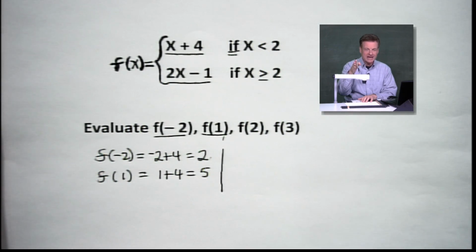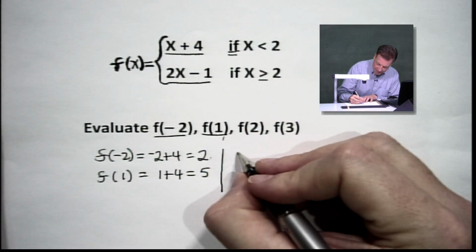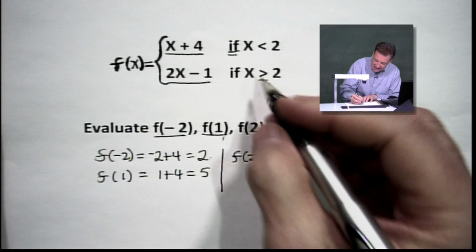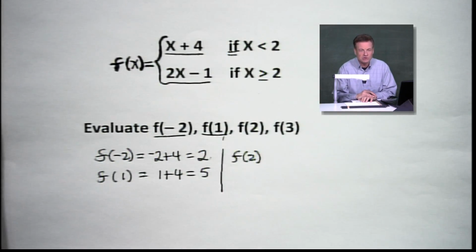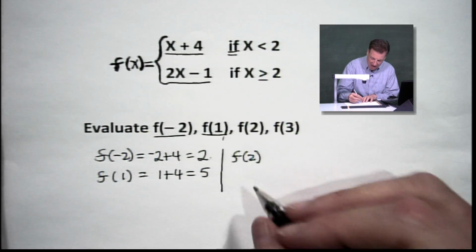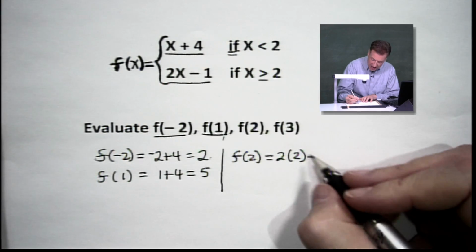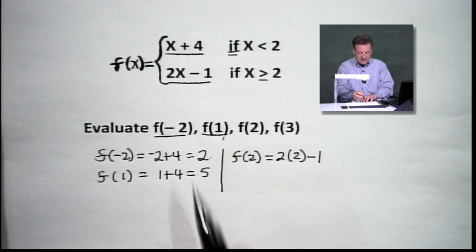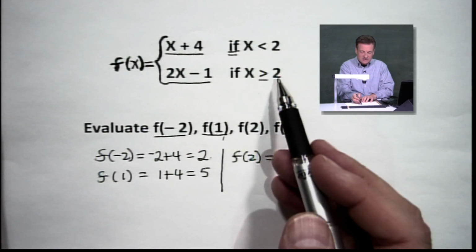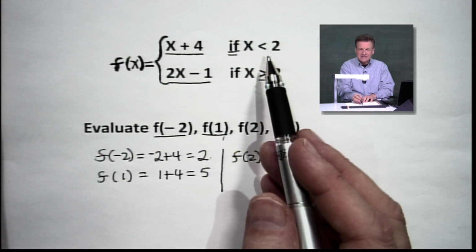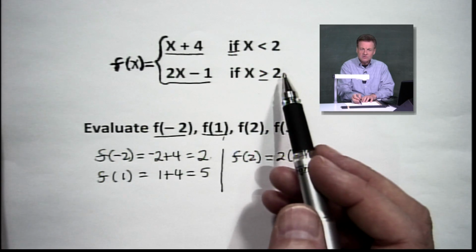Exactly. You all are on it out there. You got me? So what's going to happen? We're going to use the function that tells me greater than or equal to 2. We're going to use the 2x minus 1. So we're going to say 2 times 2, and we'll subtract 1. We don't deal with x plus 4 because it's close, less than 2, but equals to 2 is down here.